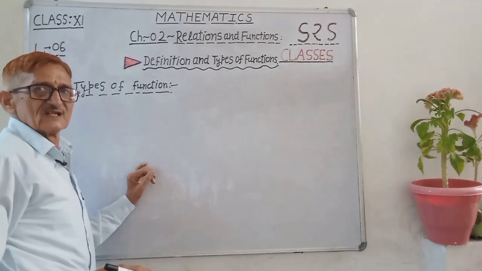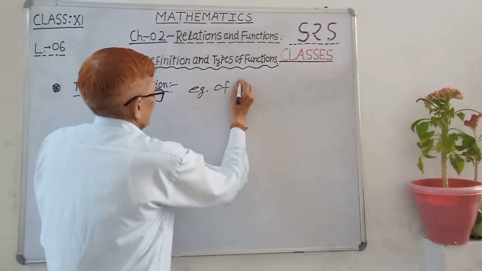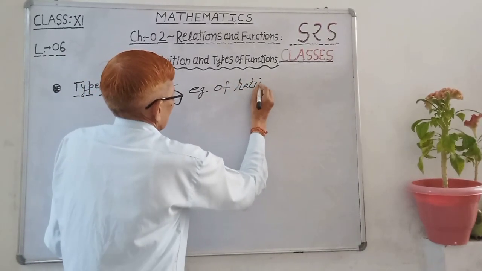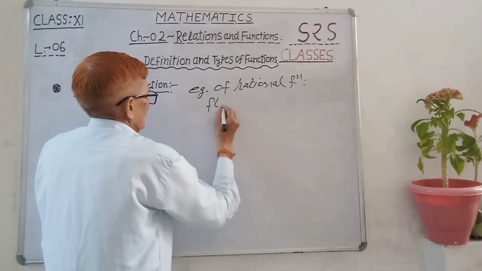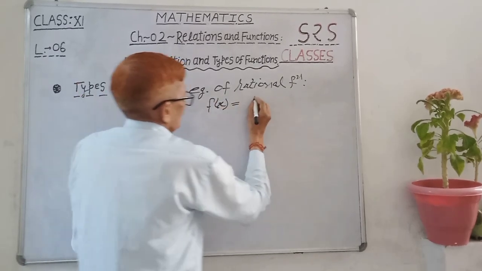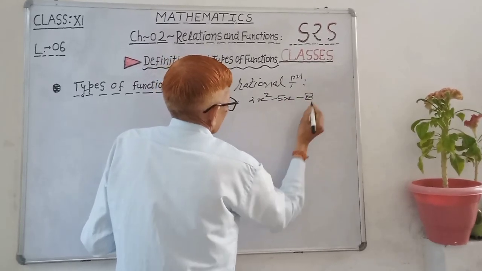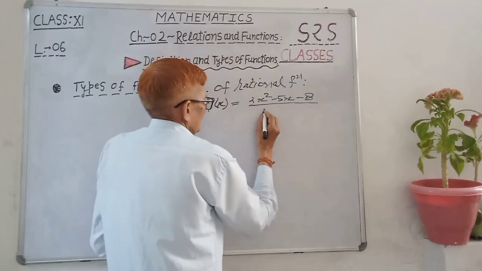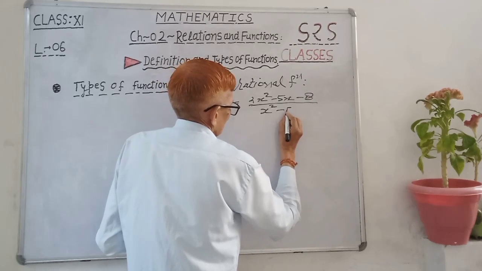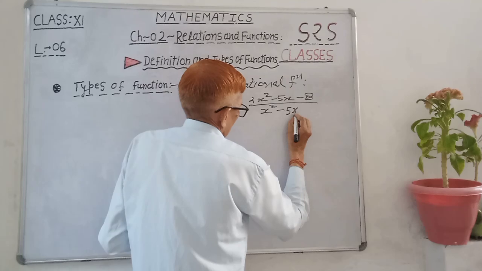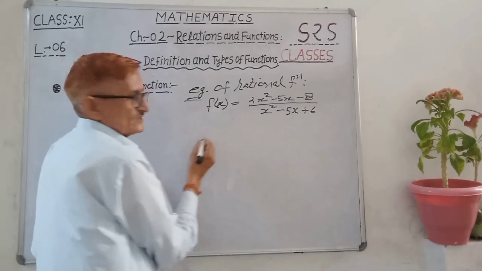after that, fifth. If you are taking an example of a rational function, you can take f(x) is equal to (2x square minus 5x minus 8) upon (x square minus 5x plus 6). If we take this example, what is the domain?